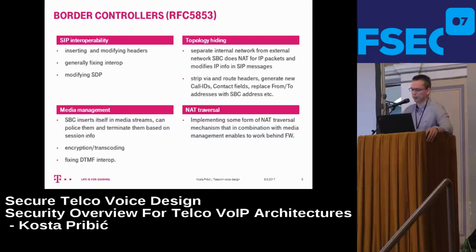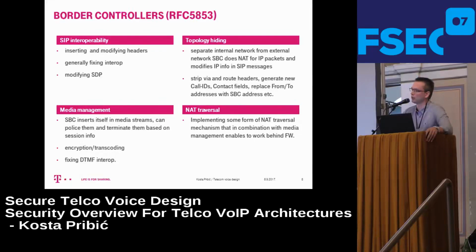But this is the part that was not so much covered by standards. Standards covered something else. And this is according to RFC 5853. This is SIP interoperability features, topology hiding, media management, and non-traversal. For security purposes, the most important one is topology hiding, because SIP, by definition, assumes that you trust everybody. It's kind of like SS7.